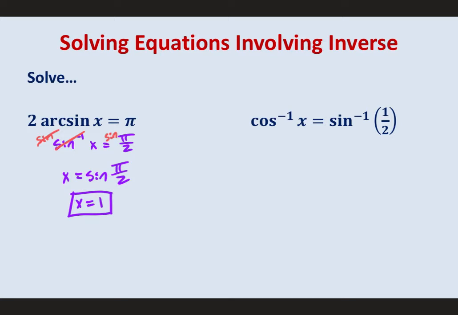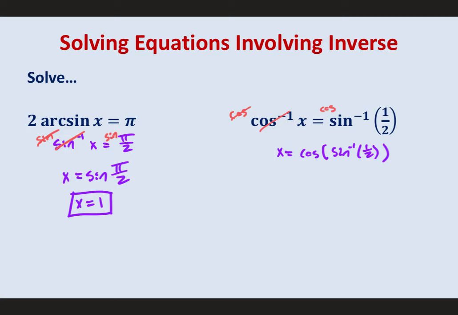All right, so the next one, same idea. We're going to try and get that x by itself, so I'm going to use cosine on both sides. You could do this one in a couple different orders if you want, but I'll do it this way. I'll say x equals the cosine of the inverse sine of 1/2. All right, so now I need to do order of operations. So I'll do this inside piece first.